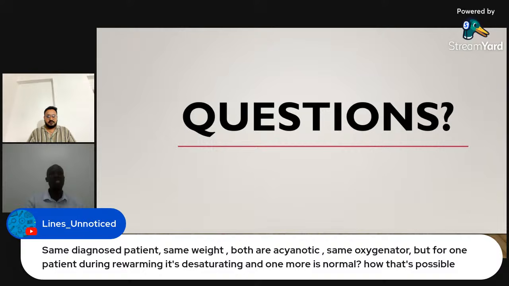Also, you might find it might be your oxygen line that's having a problem. So before you come to the conclusion that your oxygenator is the one with the problem, you need to check: is the gas line okay? There may be some blockages, kinks or disconnection. There may be a problem with the gas line. That's number one.